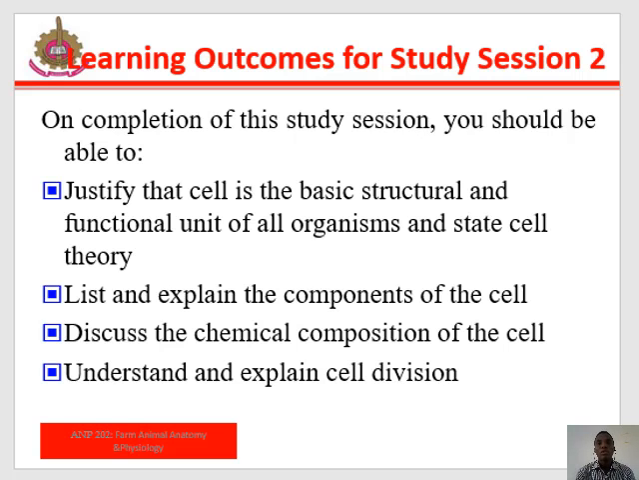Learning outcomes for study section 2. On completion of this study section, you should be able to: 1. Justify that the cell is the basic structural and functional unit of all organisms and state the cell theory. 2. List and explain the components of the cell. 3. Discuss the chemical composition of the cell and understand cell division.